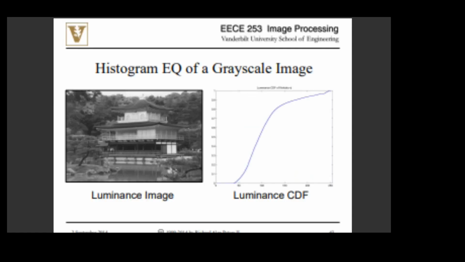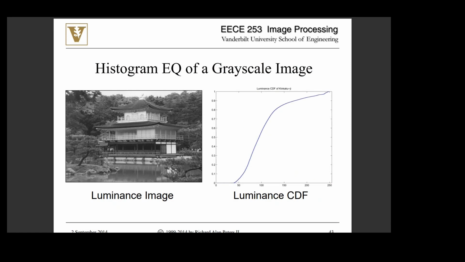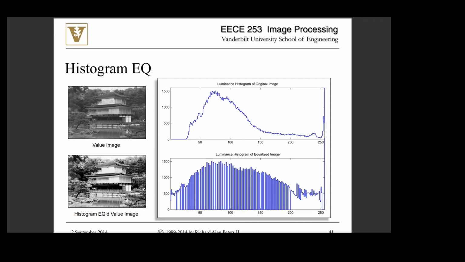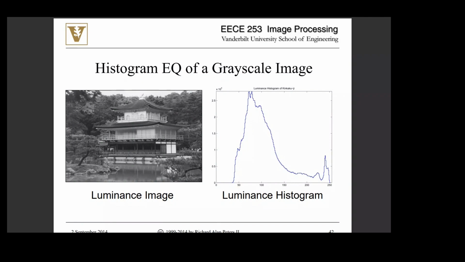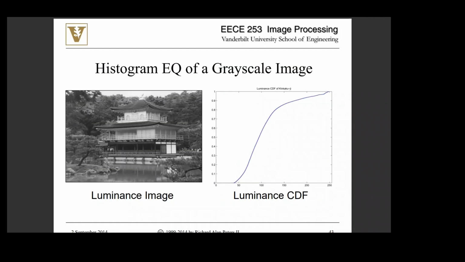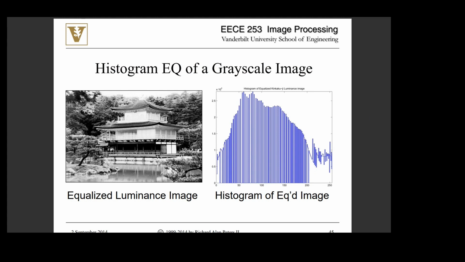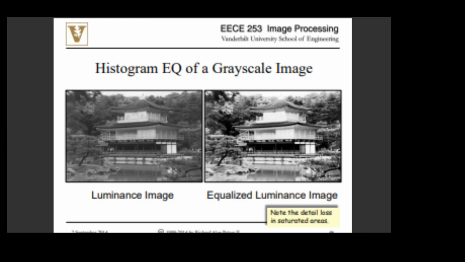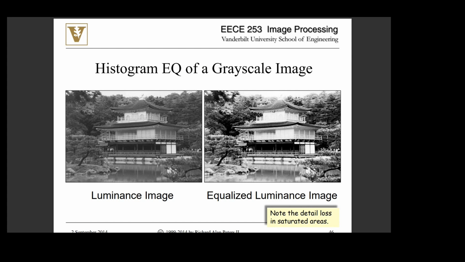And yeah, so you can apply this histogram equalization to the value, to the luminance, to each one of the bands. Let's do it for the luminance. This is the luminance CDF. This is the lookup table. This is the equalized. So we can compare the luminance image with the equalized luminance.